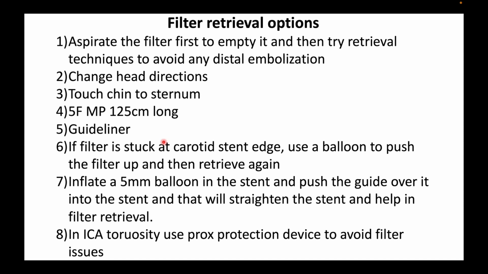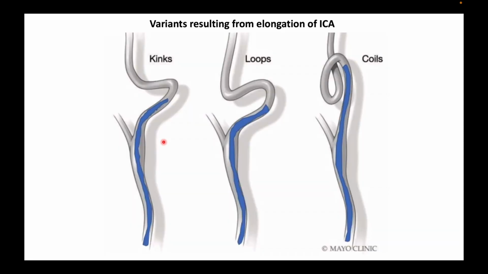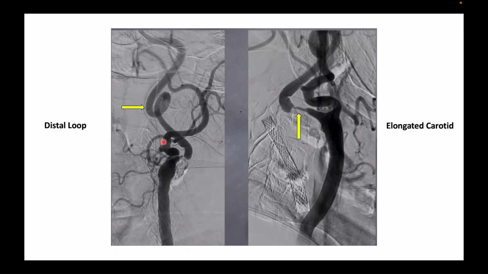So in carotid tortuosities, it's better to use a proximal protection device to avoid this filter issue, because these issues you mostly face in tortuous anatomies. You can get variants resulting from elongation of internal carotid arteries which have kinks, loops or coils. In these you need to be careful while placing your device.